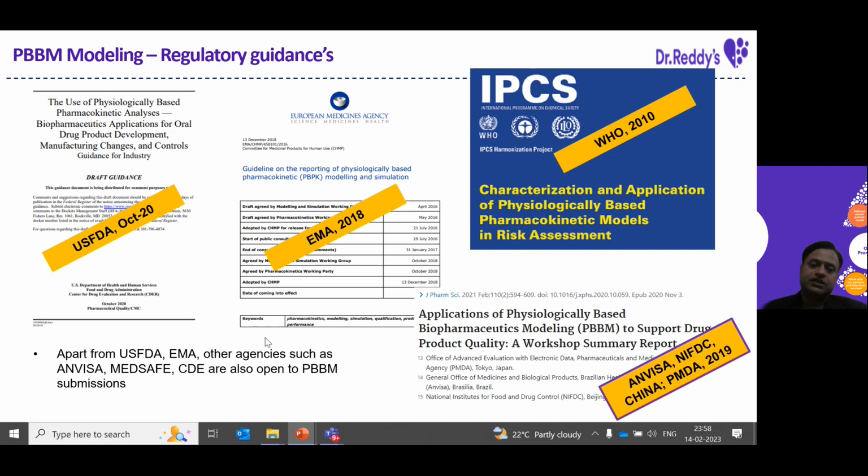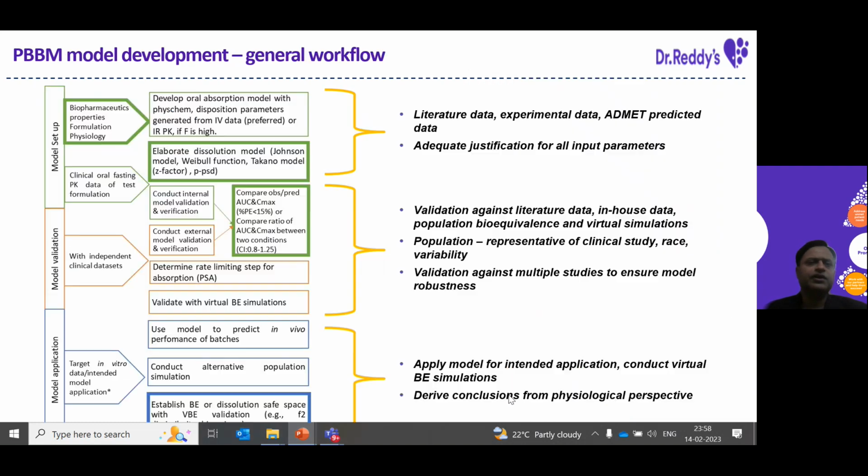Even apart from these agencies, in our experience, ANVISA, MedSpace, the Chinese regulators, as well as the Japanese regulators are open to these kinds of novel approaches. And this screenshot also gives a summary of the workshop which was jointly held between different regulatory agencies. Moving on to the next slide.